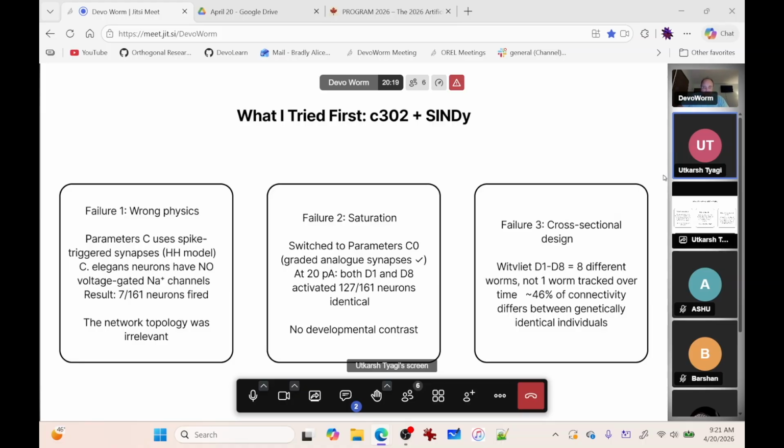So the problem is that reticulate tells me what the connectome looks like at a stage. It doesn't tell me why. And running SINDyG on the data would give me correlations instead of causes.